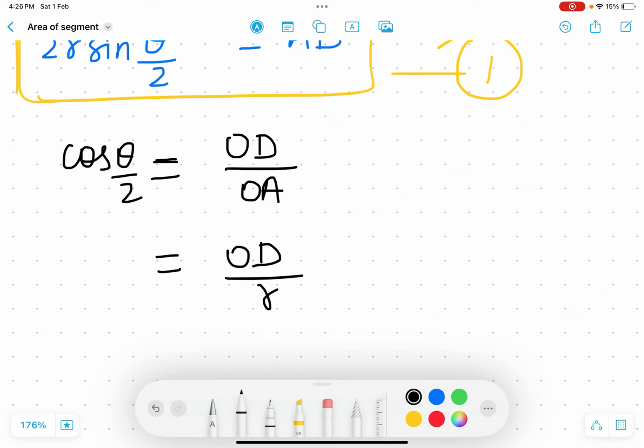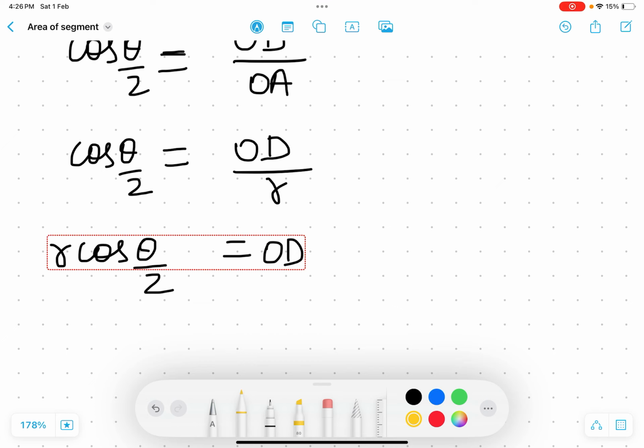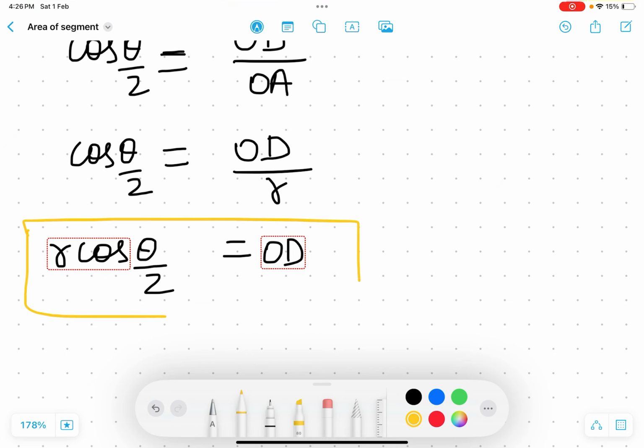And what is cos theta by 2? Cos theta by 2 is cos theta by 2. So we will find OD here. OD will be equal to r cos theta by 2. So I am writing it. Let's assume it is equation 2.